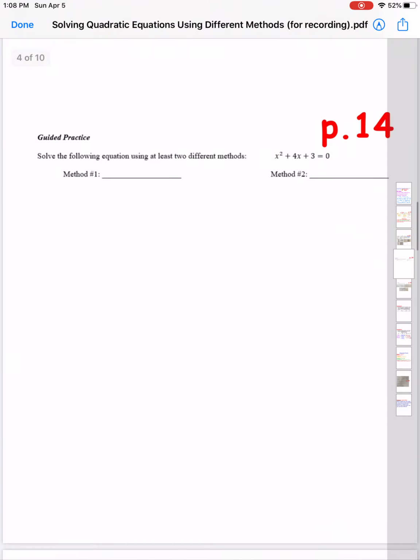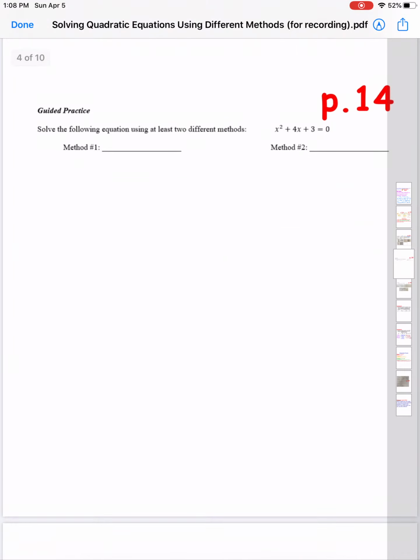So let's flip to page 14. I want you to take a look at this guided practice problem. You're given x squared plus 4x plus 3 equals 0, and you're being asked to solve it using at least two different methods. So from those four methods that we just went over, please pick two of them and solve this equation, and then come back to check your answers.